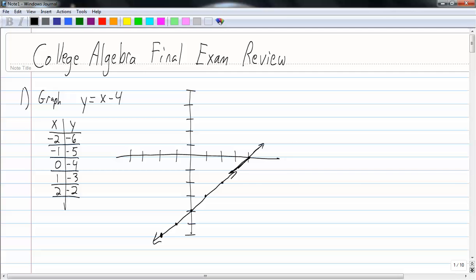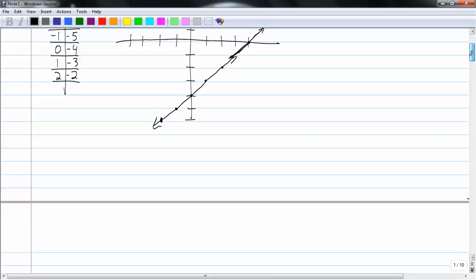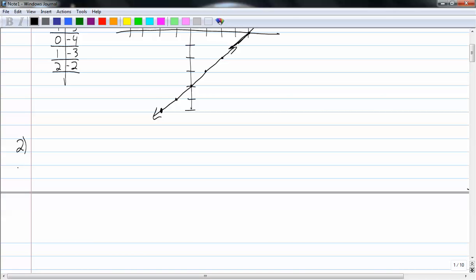Alright, let's look at number 2. Use the graph to determine the x and y intercepts. So number 2, really you just look at the graph. There's not really any magic going on. You look at the graph and look at the places that your graph crosses the x-axis and the y-axis. So I'm just going to give a rough sketch here of what it looks like. Very rough. But kind of looks like this.